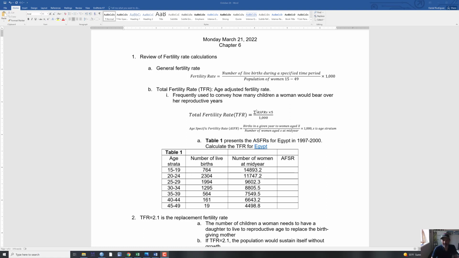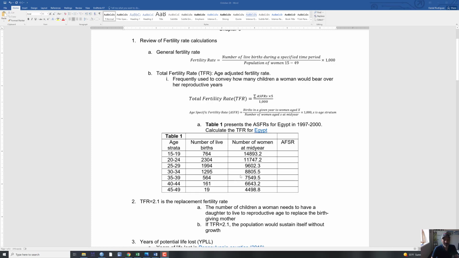And we use the sum of all of these. So this simple sigma means to summate. So we're summating across these different strata here to get the total fertility rate.